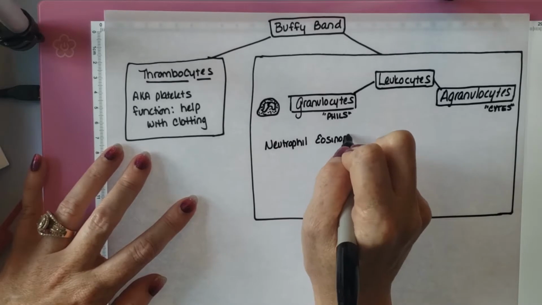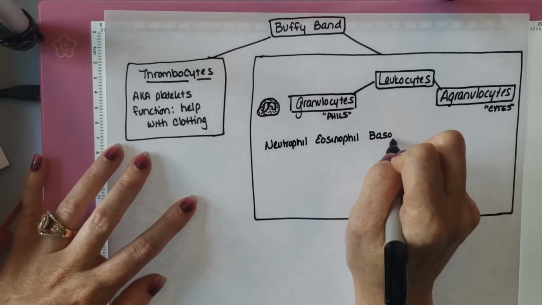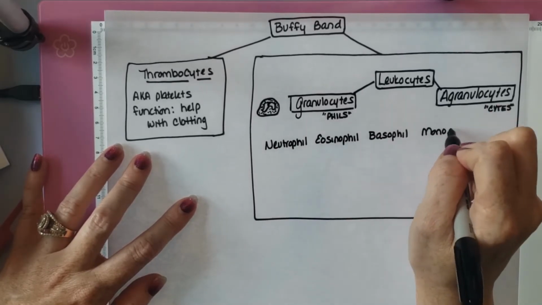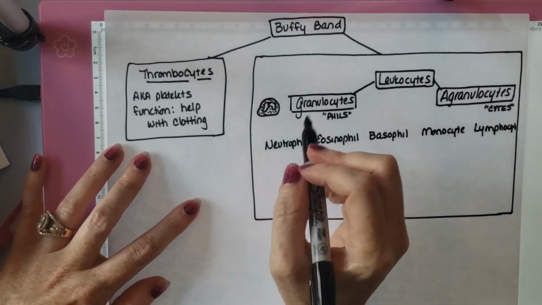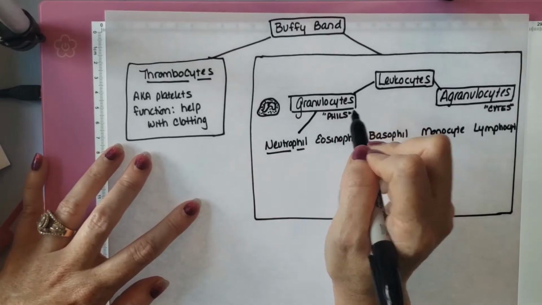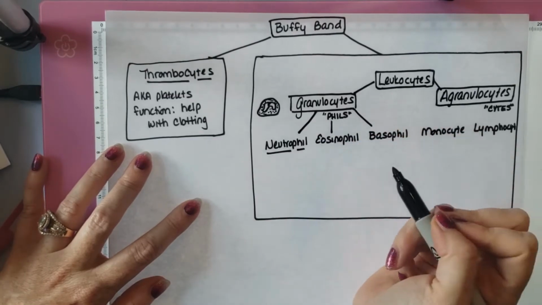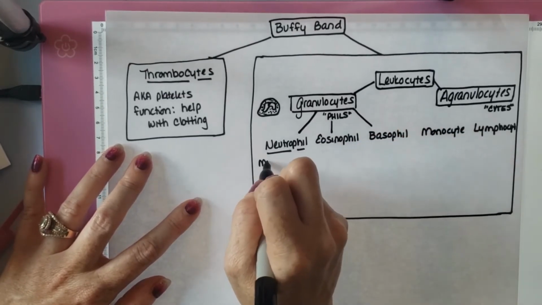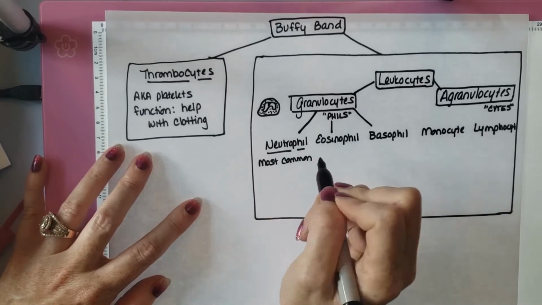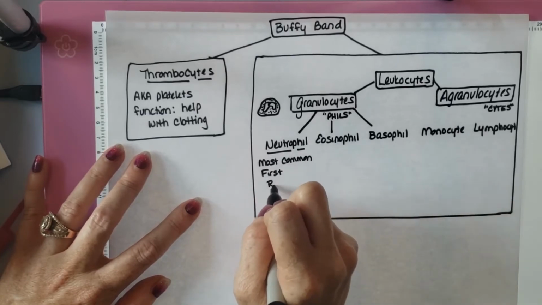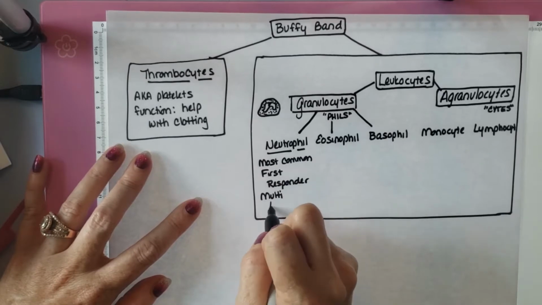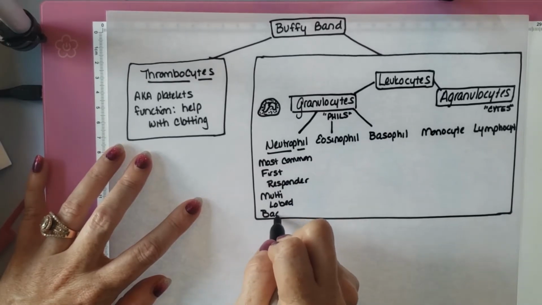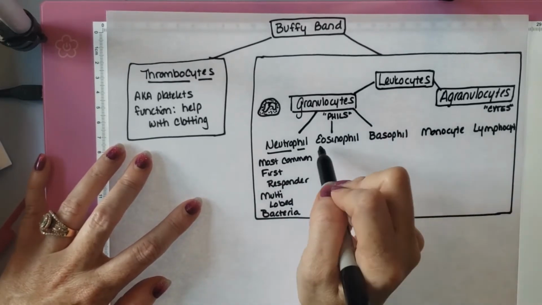So there's neutrophils, eosinophils, basophils, monocytes, and lymphocytes. Those are the 5 types of leukocytes. These 3 are granulocytes. Neutrophils, remember, are the most common. They are like the first responders. They're the ones that are first on the scene. They're multi-lobed nuclei, and they fight bacteria.